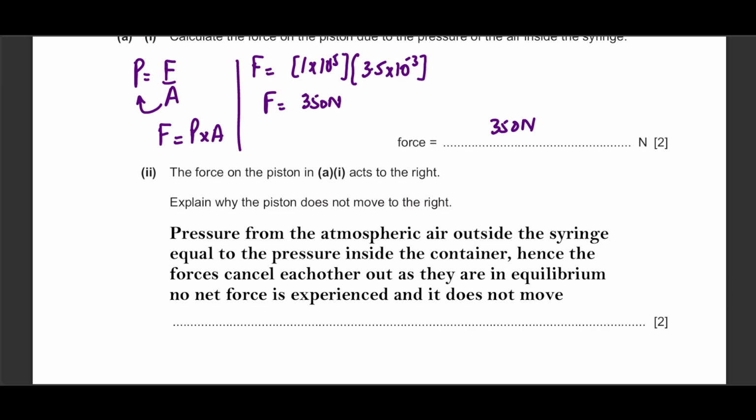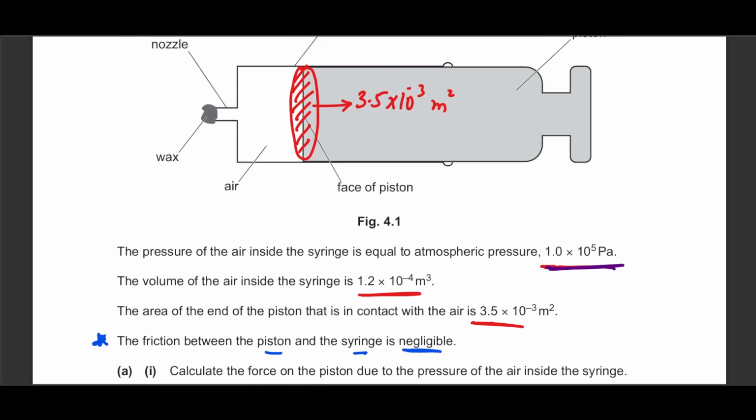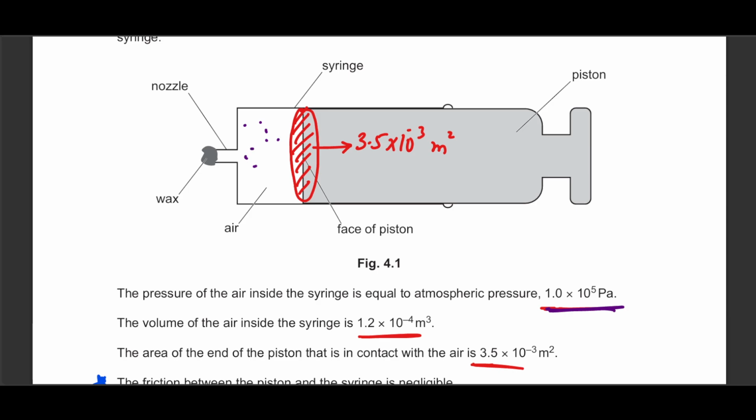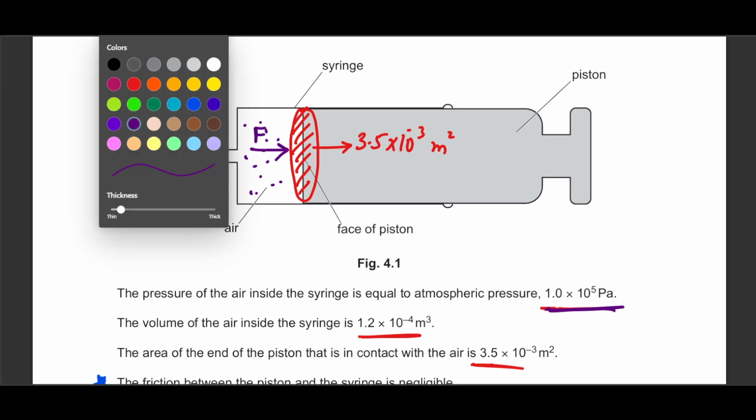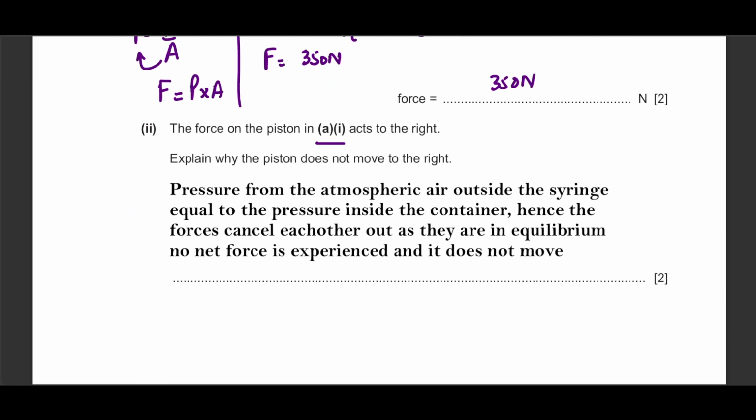It says the force on the piston acts to the right. So the air molecules inside the syringe are bouncing off the walls, and they are exerting a force in this direction because of the air molecules that are present inside. He says explain why the piston does not move to the right. Why is it not doing that?